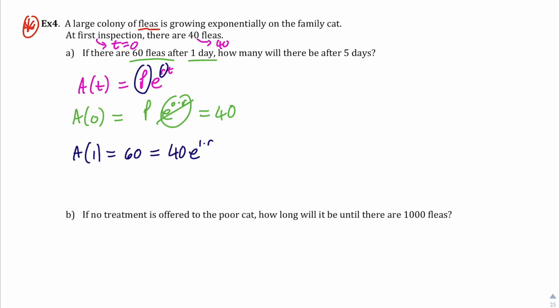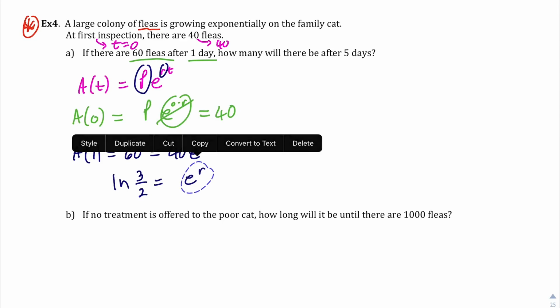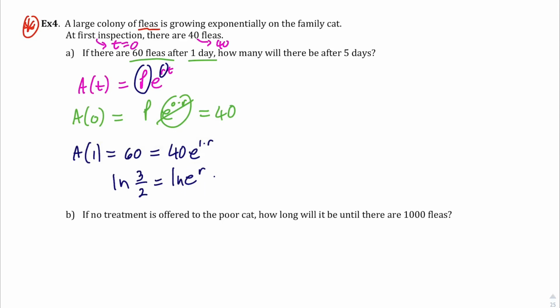Now I'm going to solve for r. Divide through by the 40, which gives us 60 over 40, which is 3 over 2. I'm going to introduce the base e logarithm to both sides, so ln e to the power of r, which of course simplifies to r. And so here we have our r value, which is ln of 1.5.